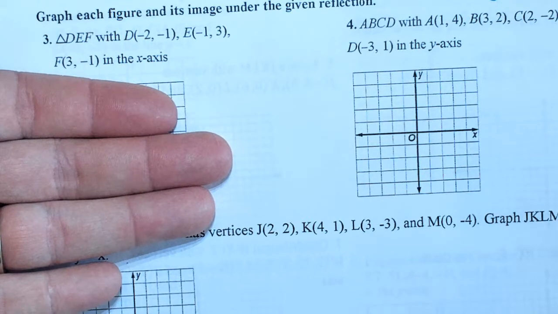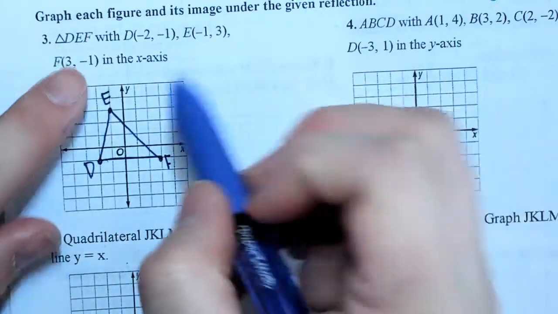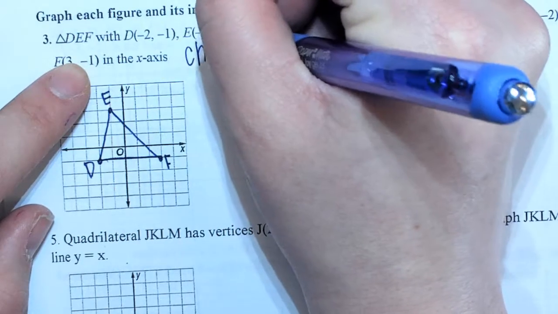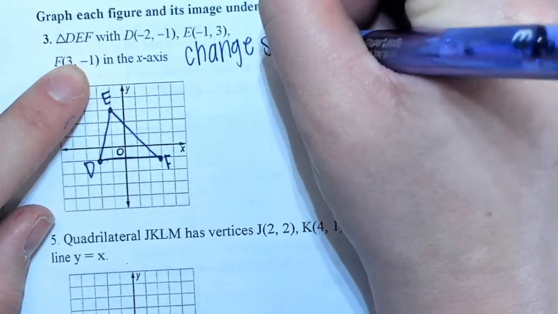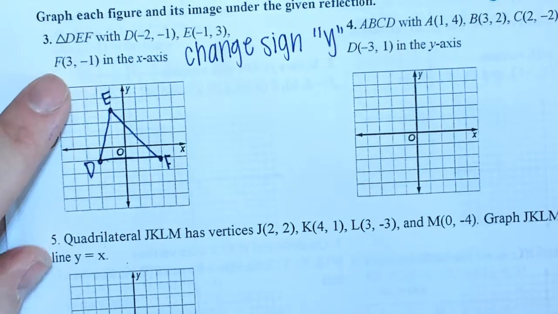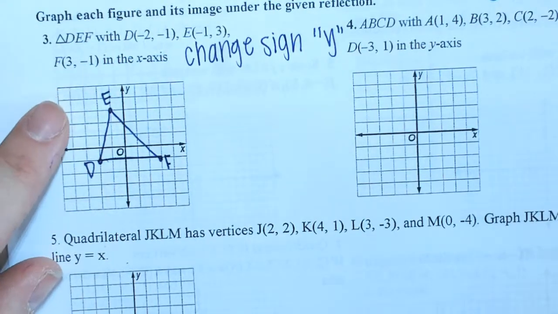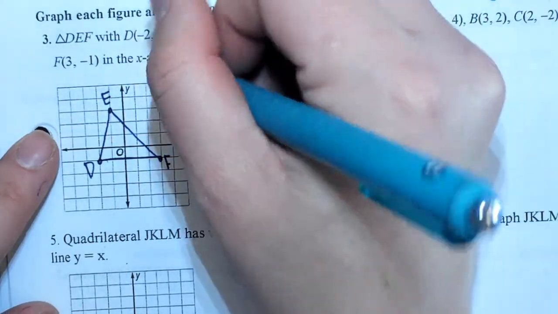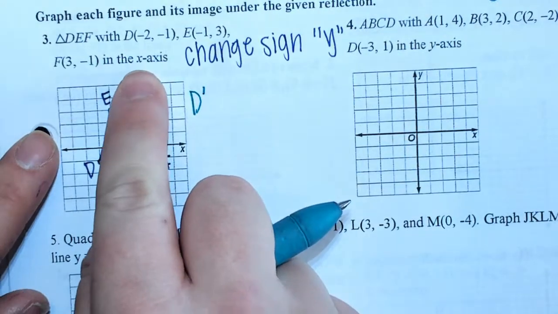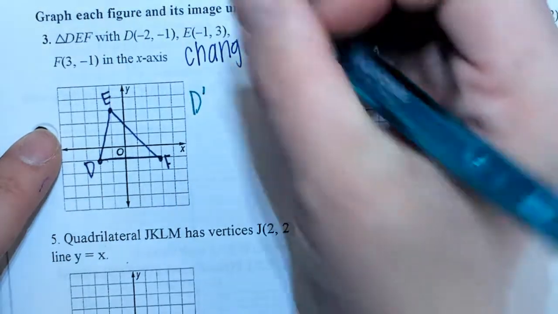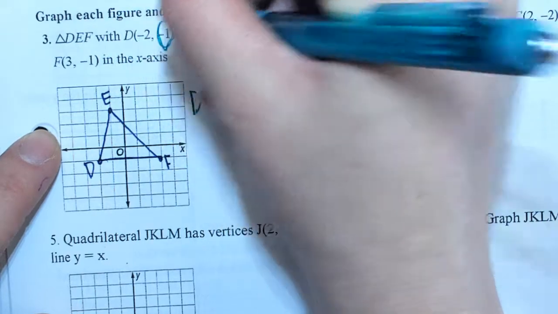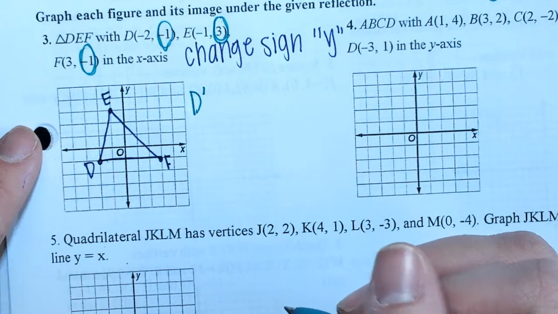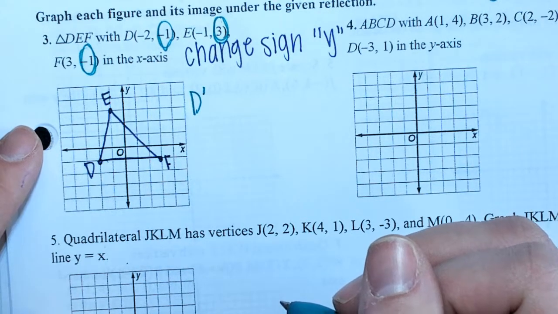Here's the trick. And it's pretty simple. So, if you're reflecting over the x-axis, all you do is change the sign of the y, and it gives you your new point. So, take your third color, whatever your new image is going to be. So, D prime, I'm reflecting over the x, so I need to change the sign of the y. I'm going to go circle the y. X, this is y, this is y, this is y. All I do is change the sign. So if it's a negative, it becomes a positive.